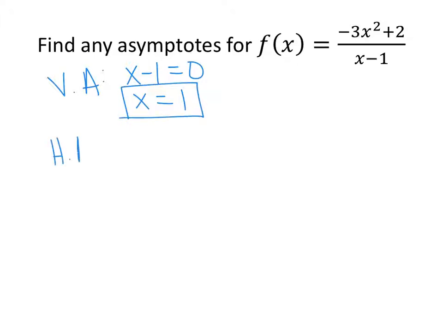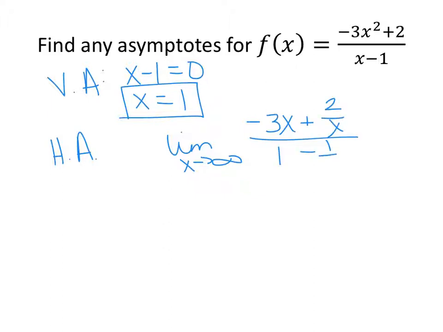Then I need my horizontal asymptote. Okay, well, a horizontal asymptote says I can take the limit as x approaches infinity. This would be negative 3. I'm dividing everything by my x in the denominator, so negative 3x plus 2 over x over 1 minus 1 over x. And then as I evaluate that limit, this goes to negative infinity. So that tells me I don't have a horizontal asymptote.